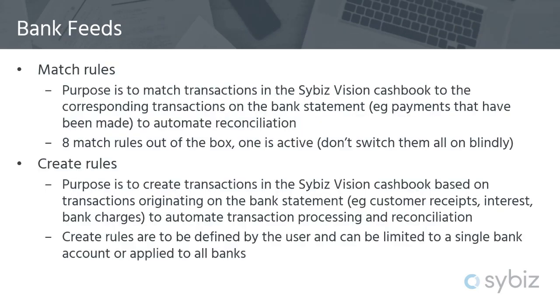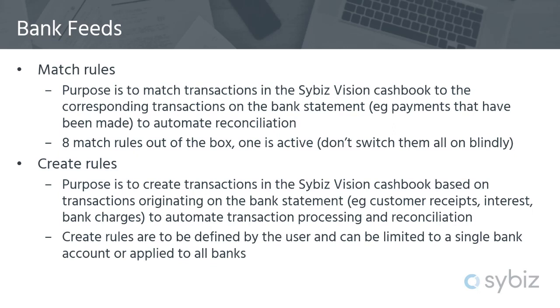So a little bit more about the rules. We have the match rules and the create rules. And so the match rules, as I said earlier, are for transactions that already exist in the cash book. You've processed them, so it could be payments that you've made to your suppliers. So you've processed those payments in the cash book because you've generated the EFT file. So what we're doing with the match rule is essentially just saying, okay, now that payment batch has appeared on the bank statement, we want to associate the cash book transaction with the bank feed transaction and reconcile those.